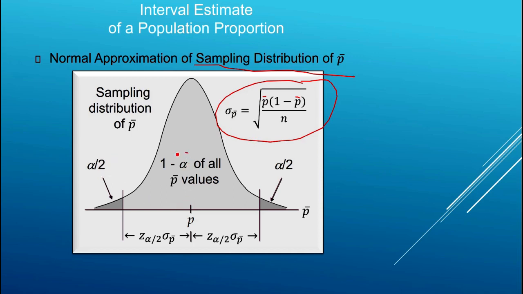We've got 1 minus alpha of all of the values which show up within the confidence interval. And then alpha over 2, that's left in both tails. So once we know alpha, we need to divide it by 2 when we start thinking about looking up z-scores. So keep that in mind.